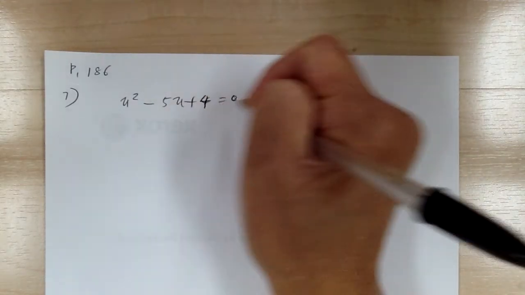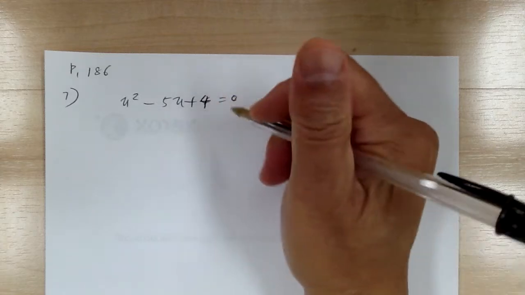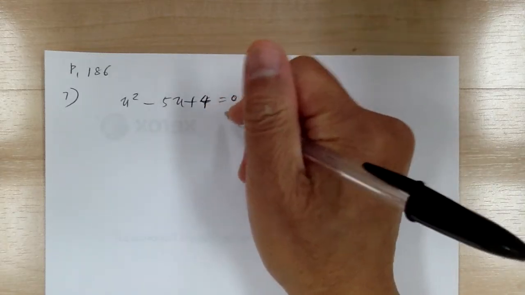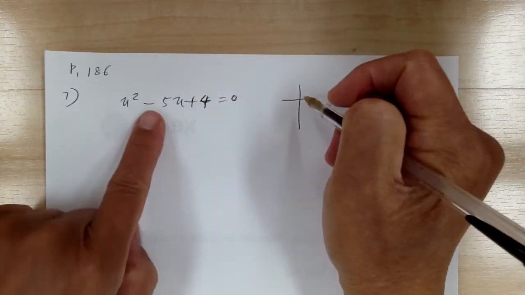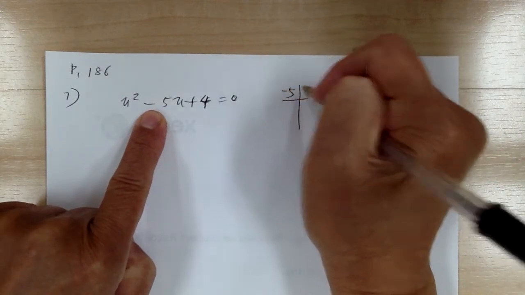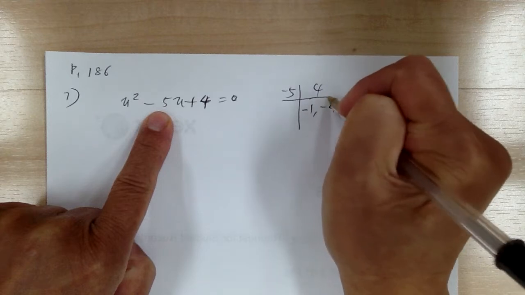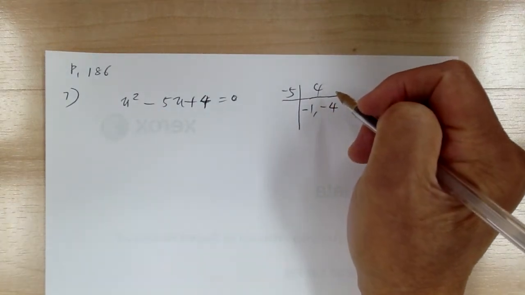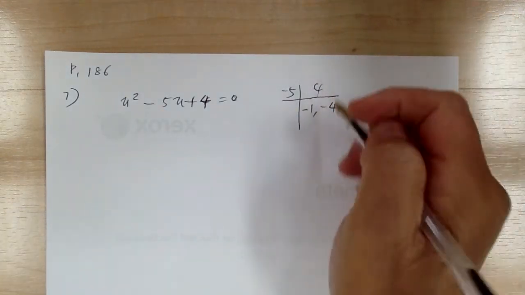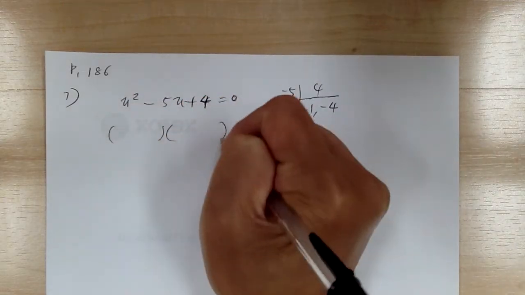Okay, so step 1, common factor. Step 2, special factor. Step 3, cube. And step 4, master product. Okay, so negative 5 and 4. So you need to get negative 1, negative 4. Okay. And then from here, this matches already.